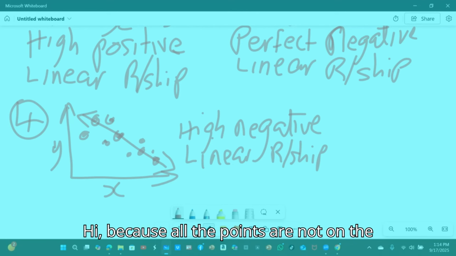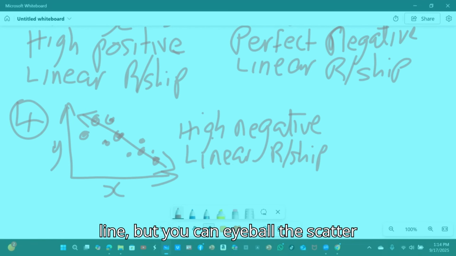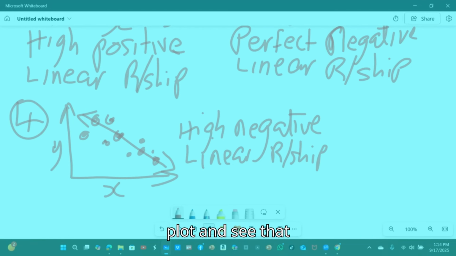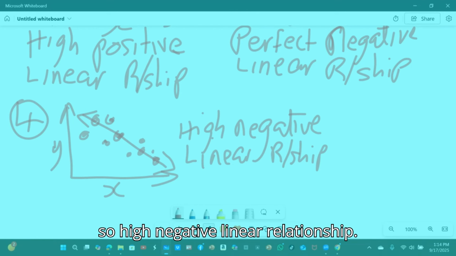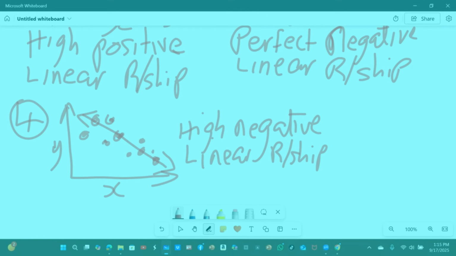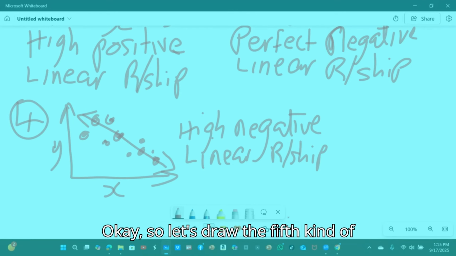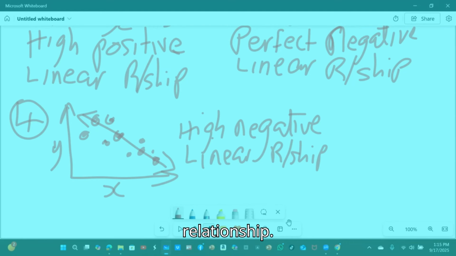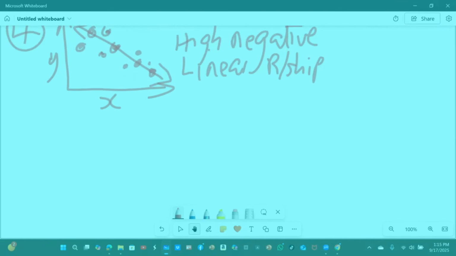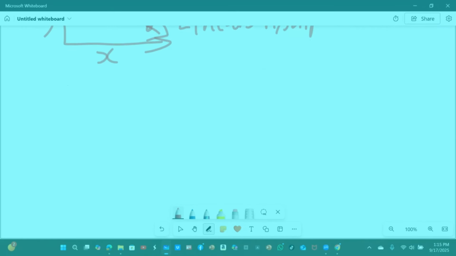High because all the points are not on the line, but you can eyeball the scatter plot and see that the scatter plot has a negative slope. So high negative linear relationship. Okay, so let's draw the fifth kind of relationship. So relationship number 5.